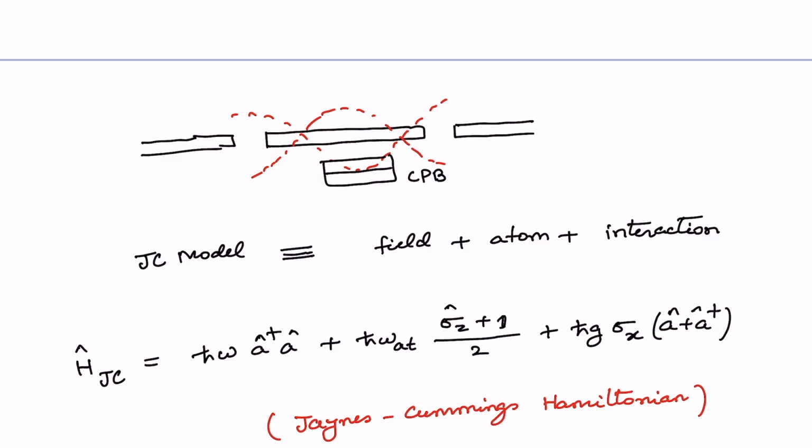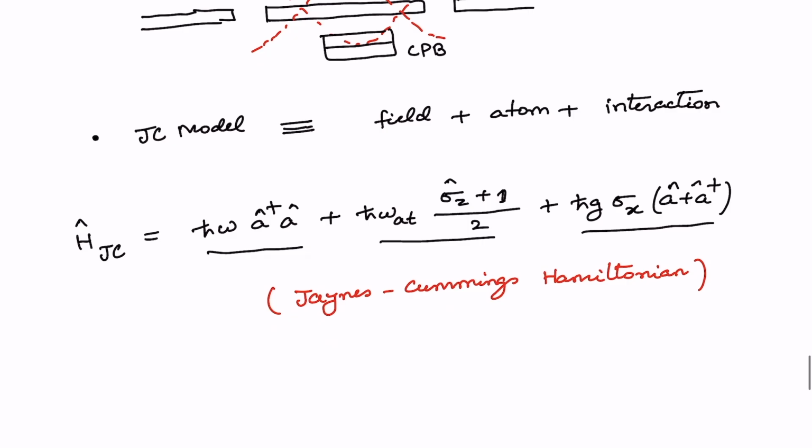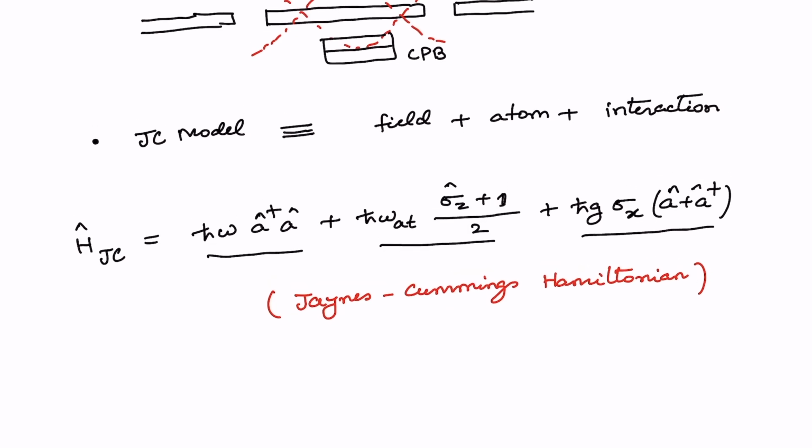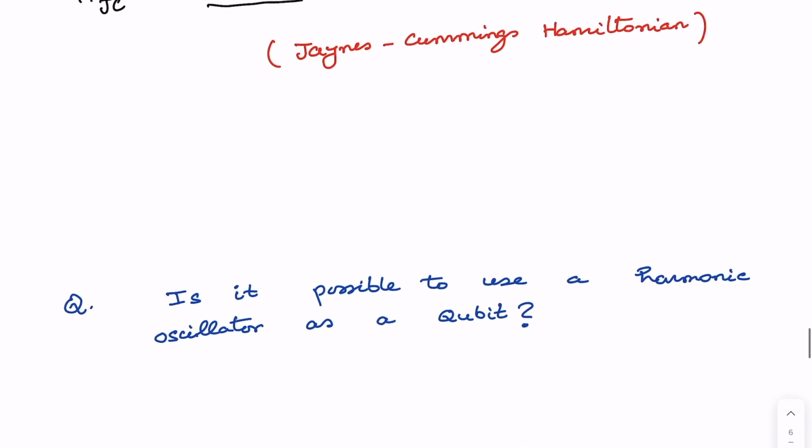And finally, we discussed how the microwave field, the superconducting atom and their interaction can be captured through a Hamiltonian, and this model is known as the Jaynes-Cummings model. We have written down the Hamiltonian for the atom, for the field, as well as the interaction, and this Hamiltonian is known as the Jaynes-Cummings Hamiltonian.